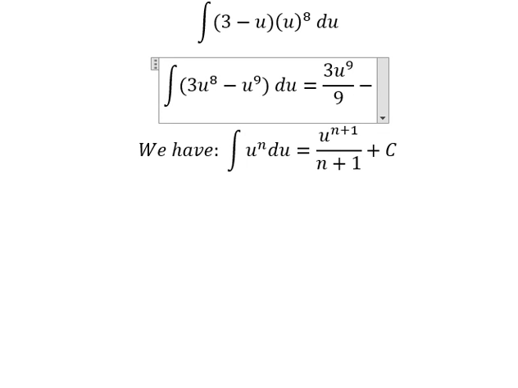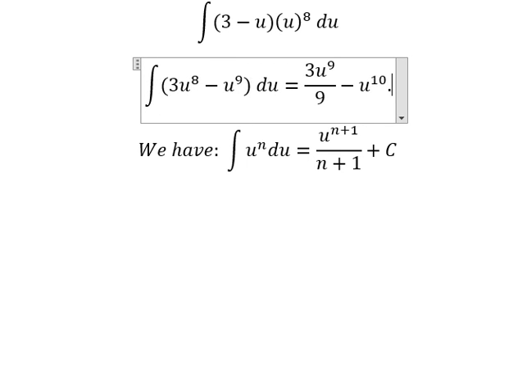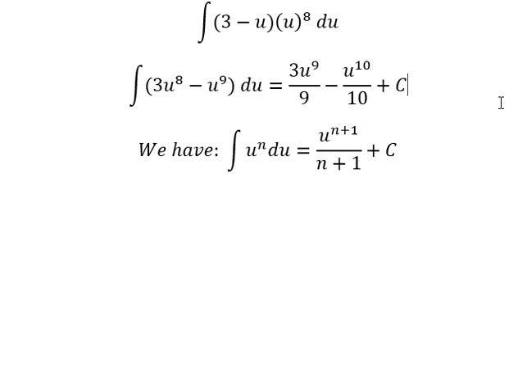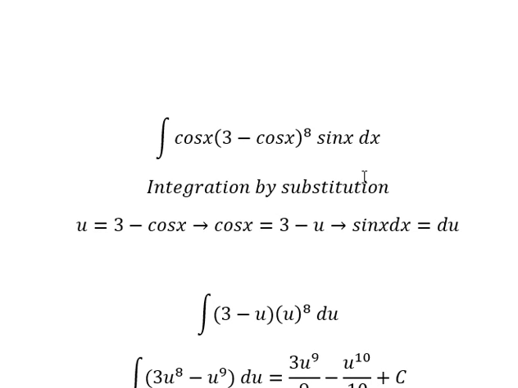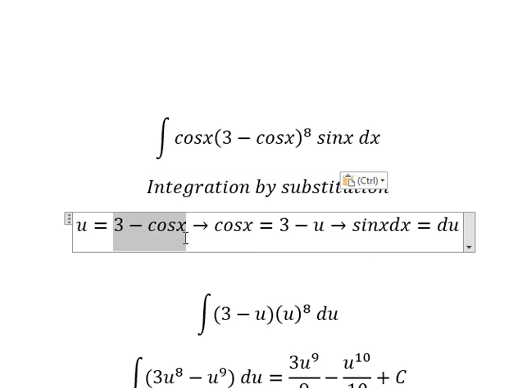The next one is about number 10. So about u, that is 3 minus cosine x.